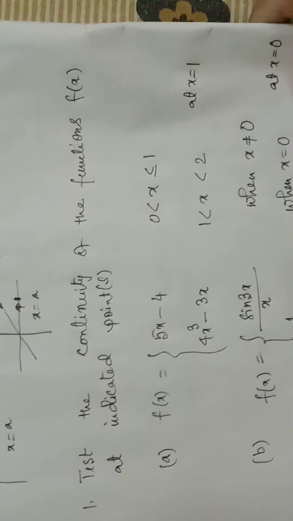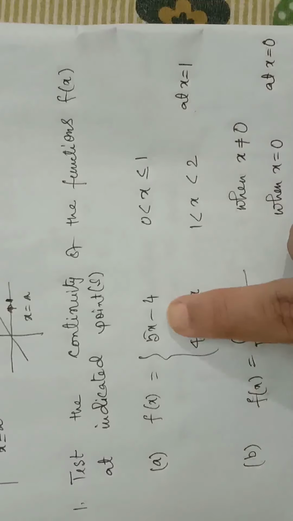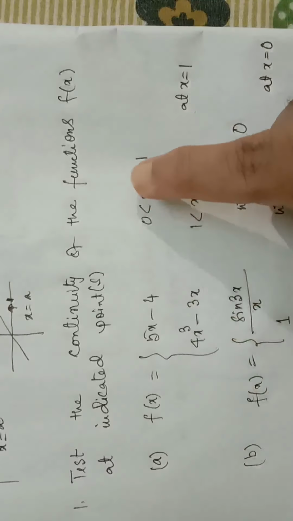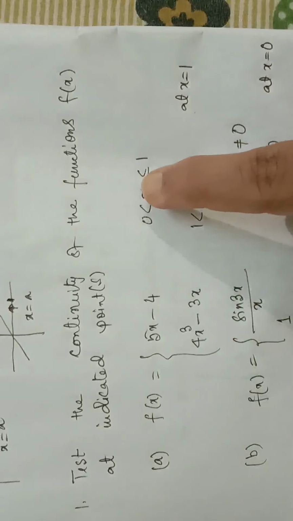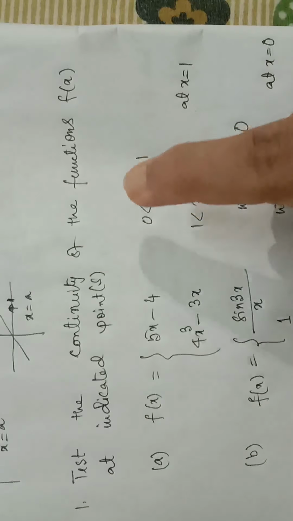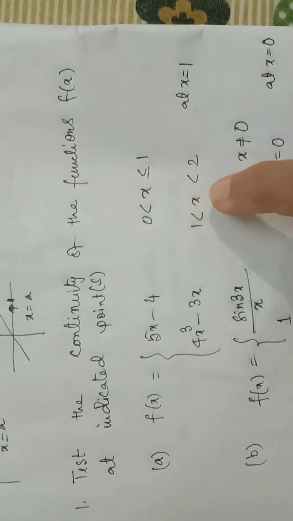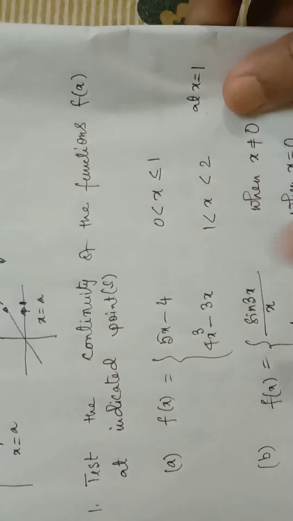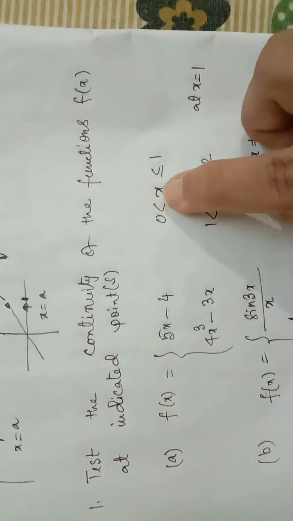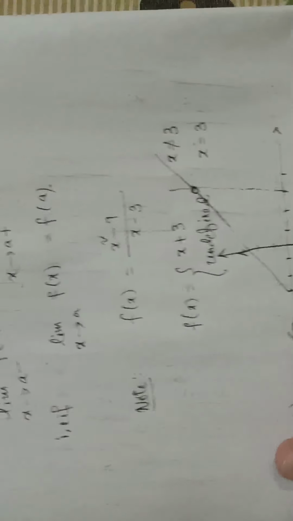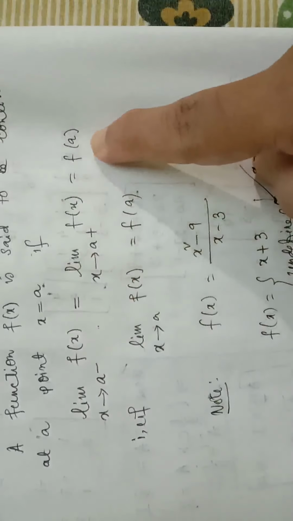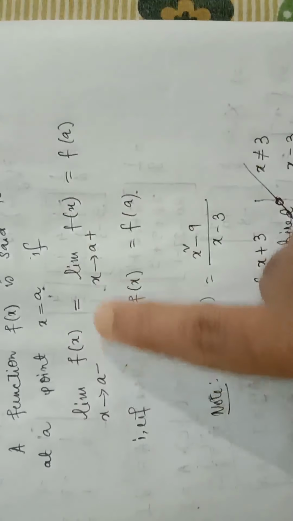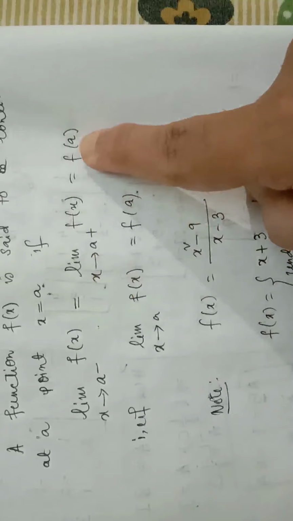Now, this form, you see f(x) equal to 5x minus 4 when x is less than 1, and 4x cube minus 3x when x is more than 1. This is called the split form of a function. When a function is given in this split form, we apply this form of the formula to check the continuity: left hand limit, right hand limit, and functional value.